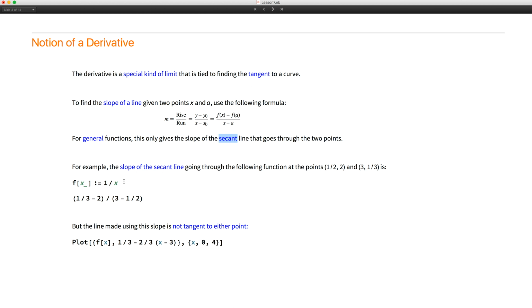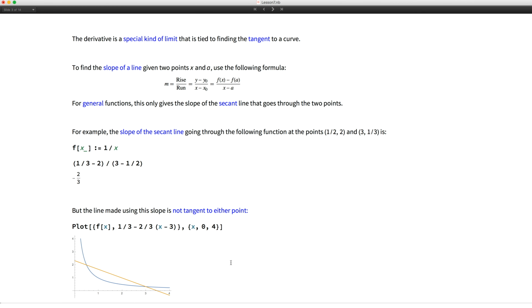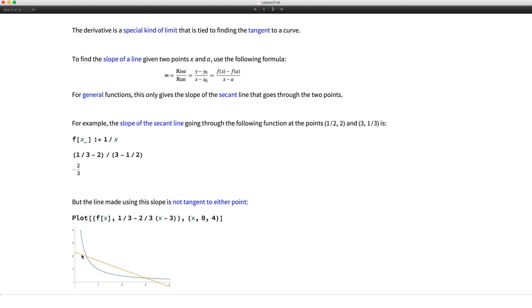Let's see that. Here's a function f of x equal to 1 over x, a very simple function, and let's take 2 points on it, 1/2 and 2, and 3 and 1/3, and work out the slope of the secant line joining those 2 points. That's negative 2/3. Now if you draw the graph of the function and that secant line, you see that it's not quite what we need. It's just a little too far off to be useful. What's missing here is that the 2 points need to be really close by, and so really what we need is the notion of limits that we studied earlier on.